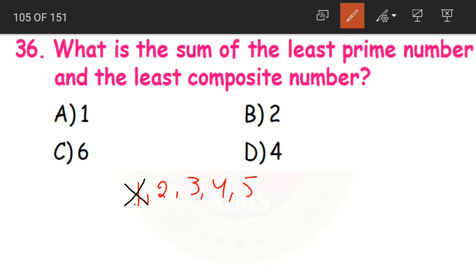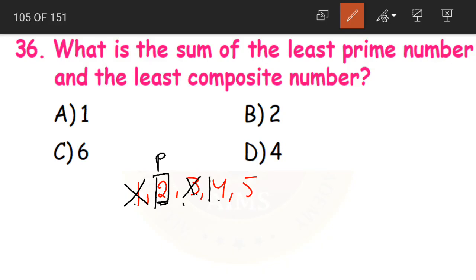So it goes out of the window for now. It's not needed here. Now next, 2. 2 is a prime number. So 2 is our first prime number. So 2 becomes our least prime number. Now coming to 3, it is also a prime number.